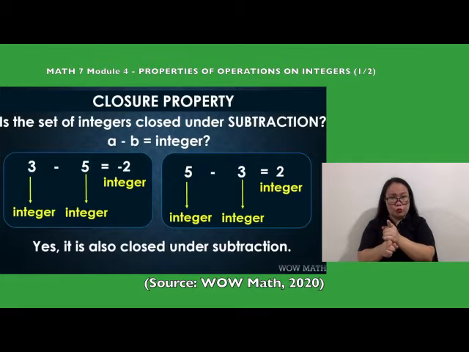So, closure property is true under subtraction. Okay? Now, how about in division? Let's have an example. If I have 16 divided by 4, the resulting quotient is 4, and 4 is an integer. Okay, pagpalitin natin sila, 4 divided by 16, that is 1/4, right? And 1/4 is not an integer. So therefore, closure property is not true under division.